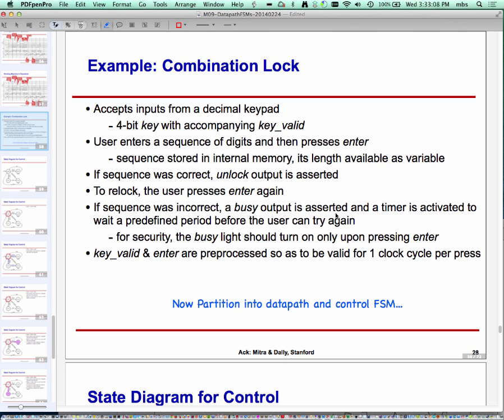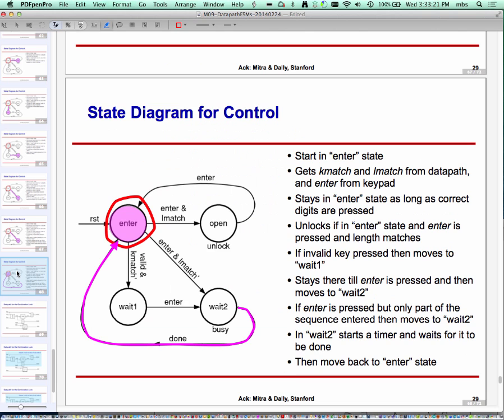I'm going from enter to open, can you just do enter and L match and K match? Let's go to the state machine. Say it again, which one are you talking about? Going from enter to open, can you just have enter and L match and K match? I guess the thing is, if there wasn't a K match, you wouldn't have received an L match also. Right? So it would work, but it would be different.